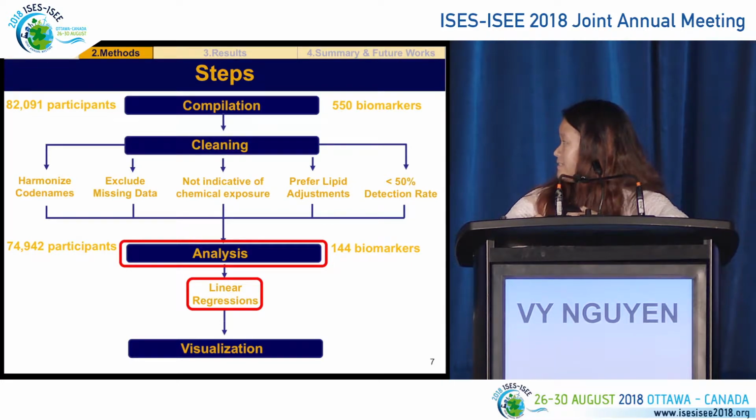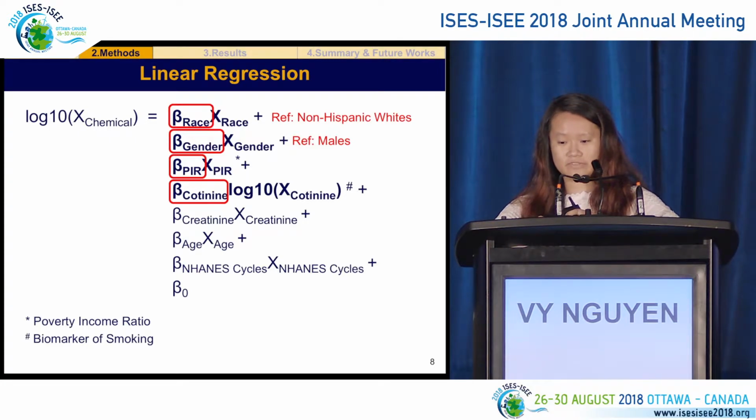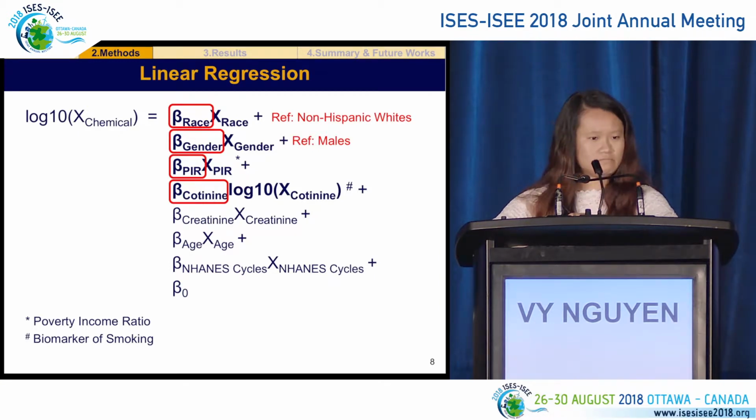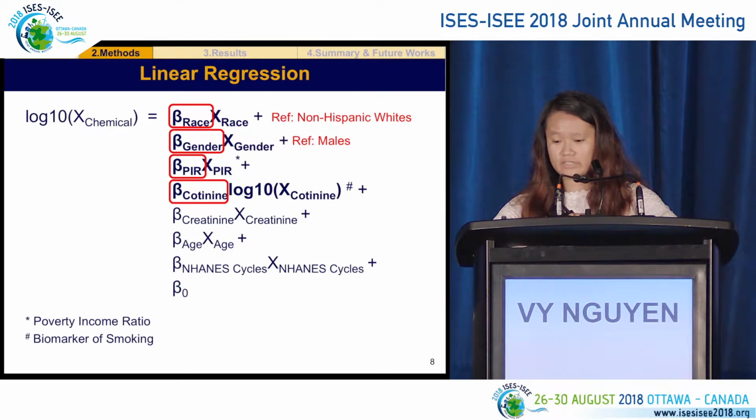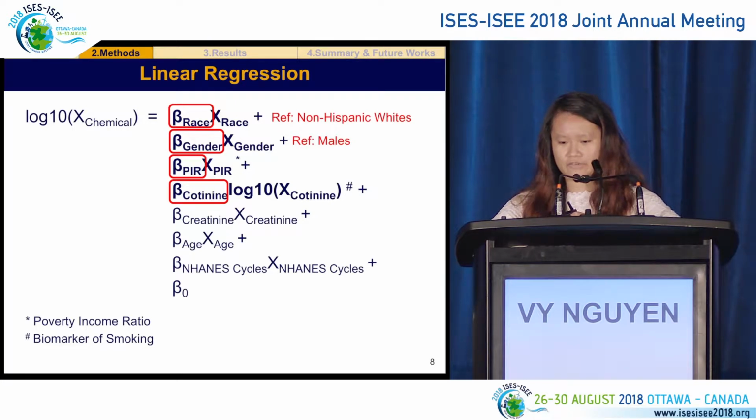So here we are at the analysis, and so we do a multivariate linear regression, log 10 transforming the chemical concentration to meet the assumption of normality. Our main predictors are race here, with the reference being non-Hispanic white, and another main predictor is gender, the reference being male. And then here we have poverty income ratio to use as a surrogate for socioeconomic status. And so if your poverty income ratio is higher, you have a higher socioeconomic status. Here we also use cotinine as a biomarker of smoking.